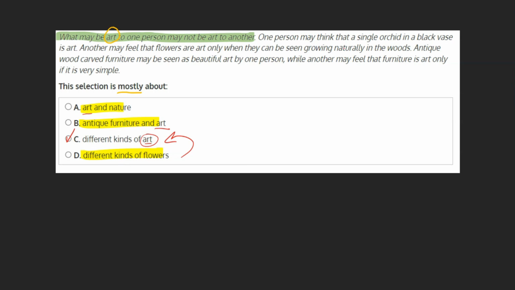As we see, some people think a single orchid is art, others may feel flowers are art. Therefore, we can be sure that C, different kinds of art, is our final answer.